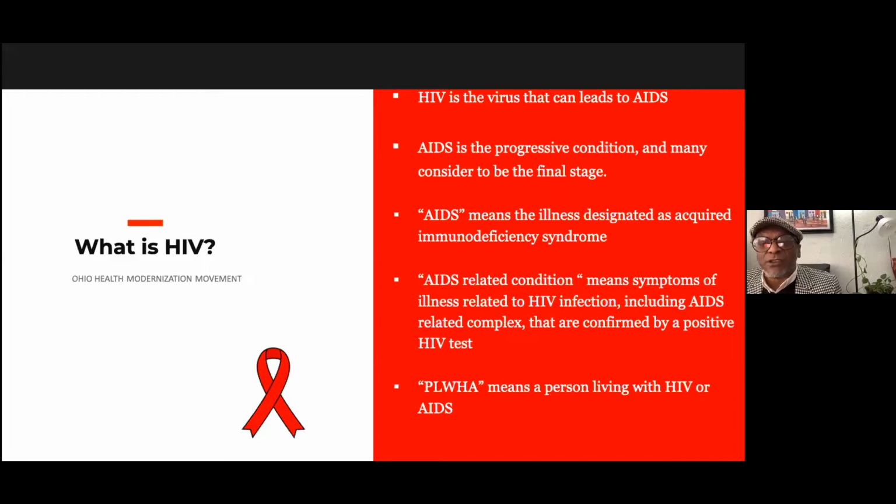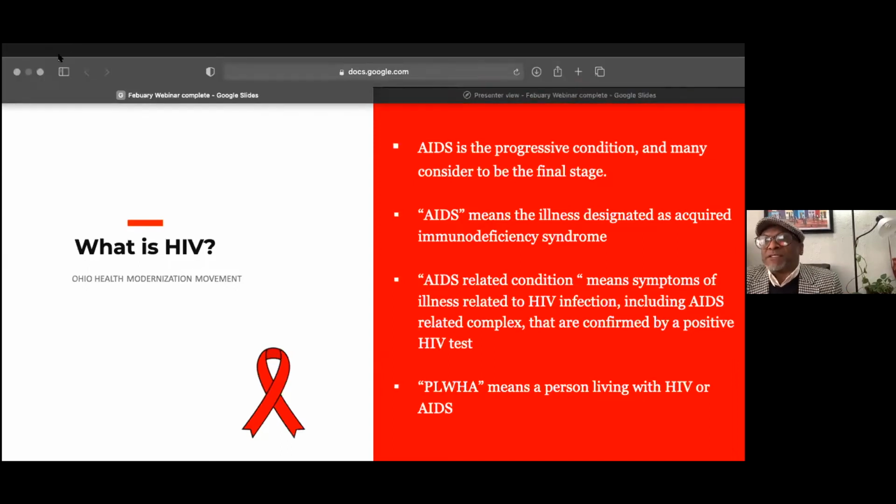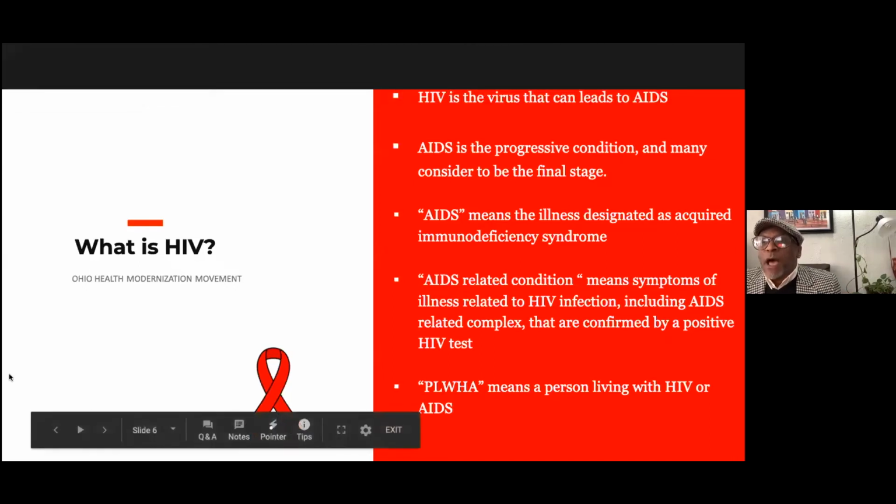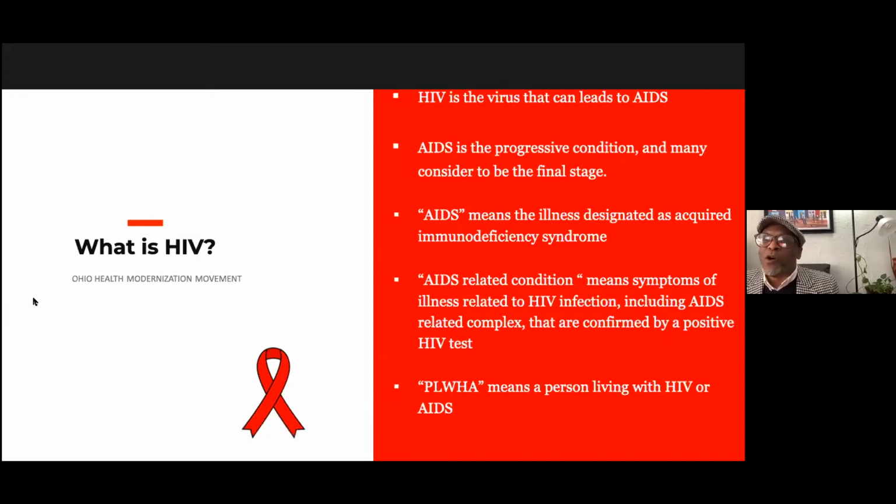Sometimes you can receive an AIDS diagnosis and you can have immune rebound, such as myself, where your immune system rebounds well with the medication and you can still become undetectable. AIDS-related conditions means symptoms of illnesses related to HIV infection, including AIDS-related complexes, as well as other cancers like skin cancer, Kaposi sarcoma, or Hodgkin's lymphoma. And these related complexes can be confirmed by HIV tests, if you should have an opportunistic infection. PLWHA means people living with HIV and AIDS. So next slide.